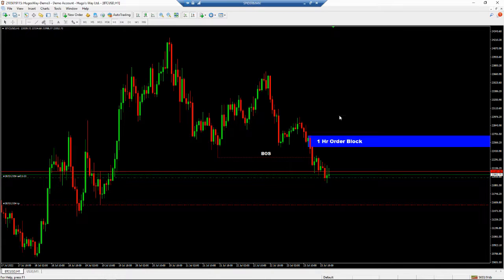So if I have to put a line at the 50% mark or halfway to the order block, it's roughly about right there. Now I'm just eyeballing that, but if I wanted to, I could take my fib tool and do this.